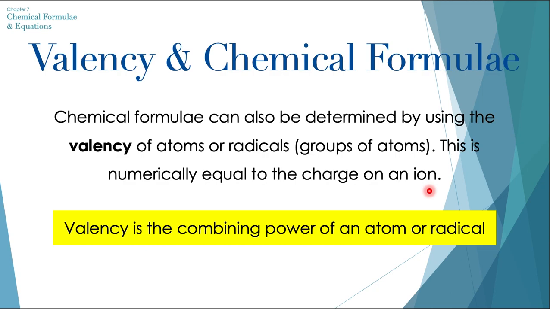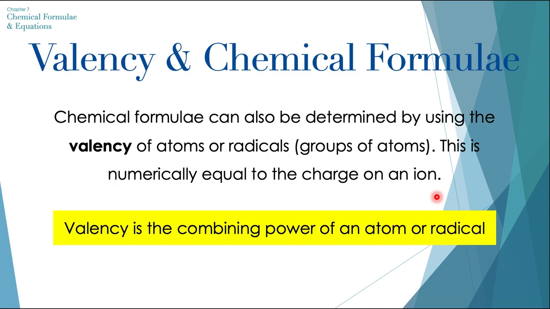Like sodium has 1 extra electron in its outermost shell, because sodium is in group 1 of the periodic table. Group number represents the number of valence electrons in the outermost shell. So sodium has 1 extra valence electron in its outermost shell, and so the valency is numerically equal to the charge on an ion. 1 is the valency of sodium, and 1 is the charge of sodium as well. And because sodium has 1 extra electron, it is positively charged. If it had 1 less electron, then it would be negatively charged.